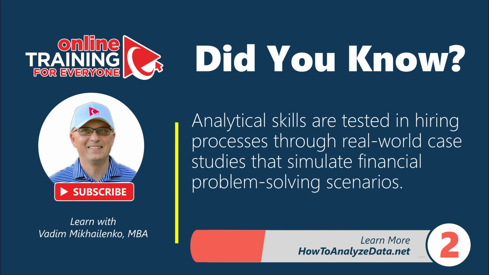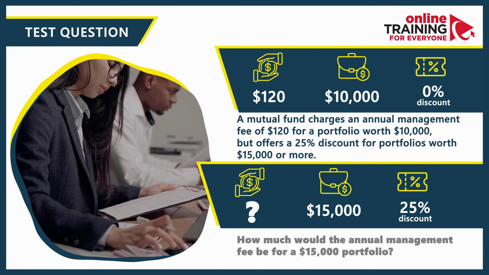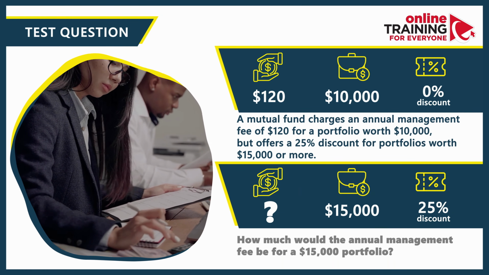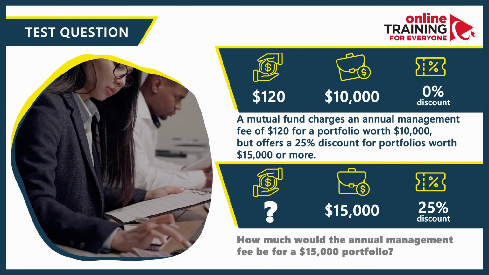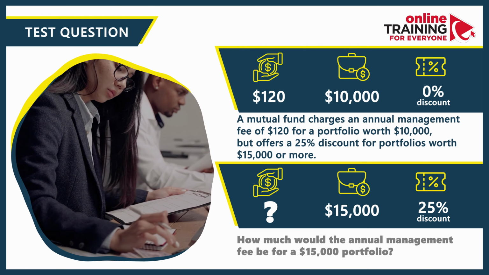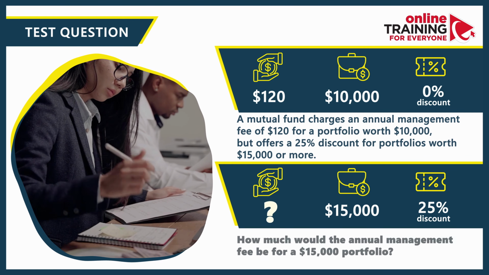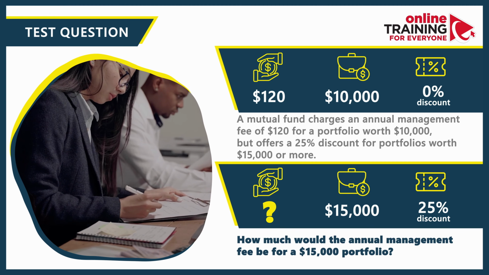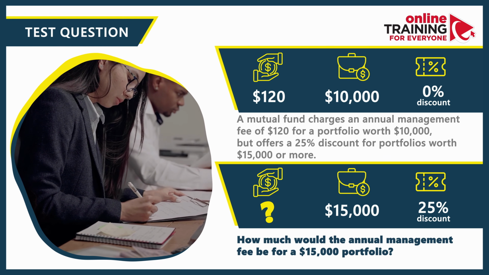Here's an amazingly cool question to help boost your analytical abilities. A mutual fund charges an annual management fee of $120 for a portfolio worth $10,000. It also offers a 25% discount for portfolios worth $15,000 or more. Your goal is to calculate the annual management fee for the portfolio of $15,000.